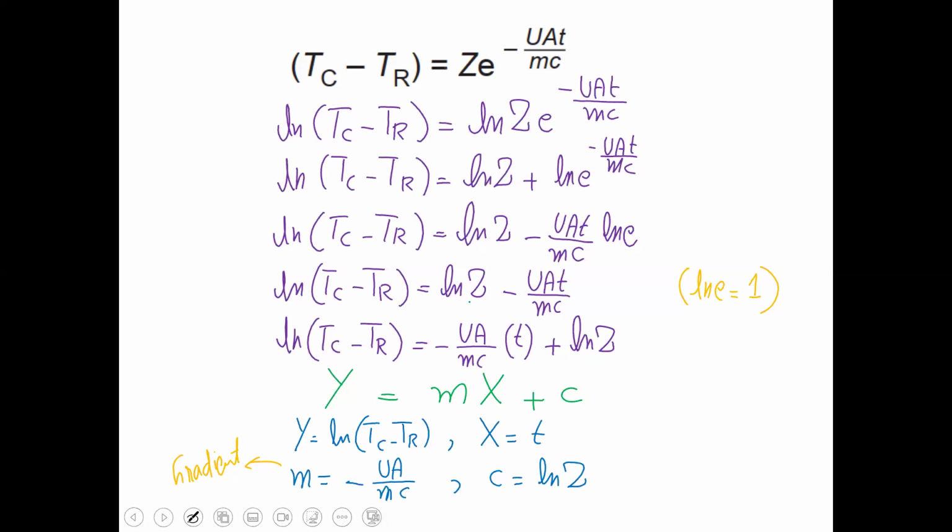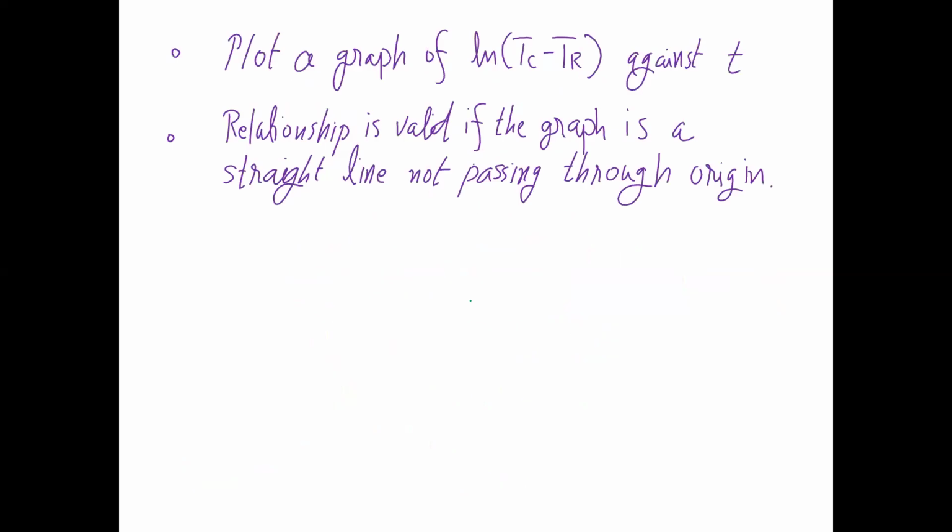Yes, Hassan, have you copied it? Yes, sir. Now look at this. Plot a graph after making this whole derivation. Now we know who is going to be on the y-axis. So plot a graph of ln(Tc minus TR) against t.